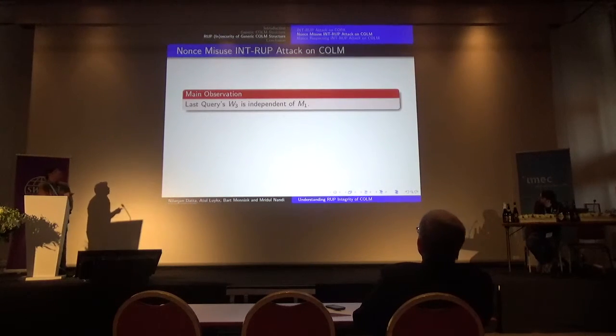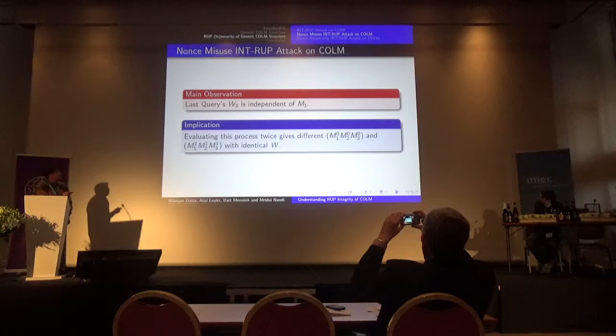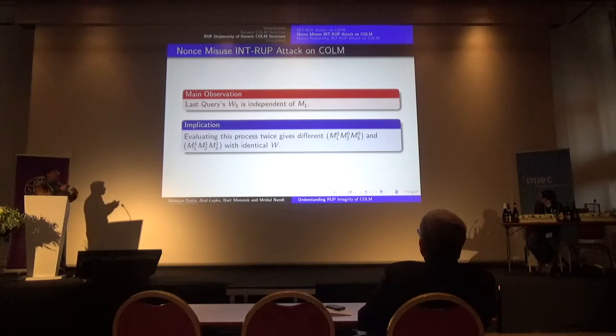So with this, the last query's W3 is independent of M1, and that straightforwardly implies that if we perform these encryption and decryption queries twice, then we can find two different messages M10, M20, M30, and M11, M21, and M31 with identical W3.